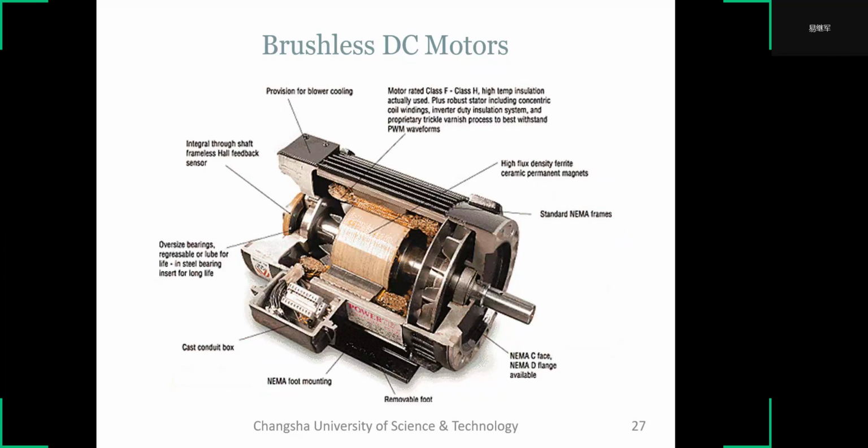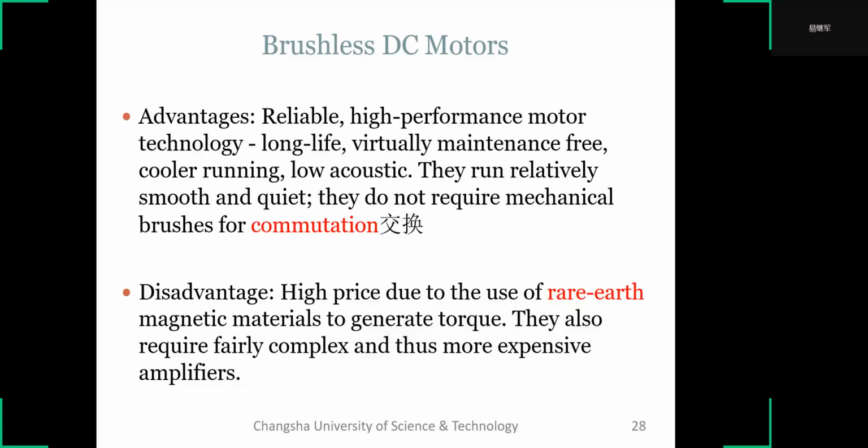This is a brushless DC motor. These are coils. This is the rod. This is the permanent magnet.